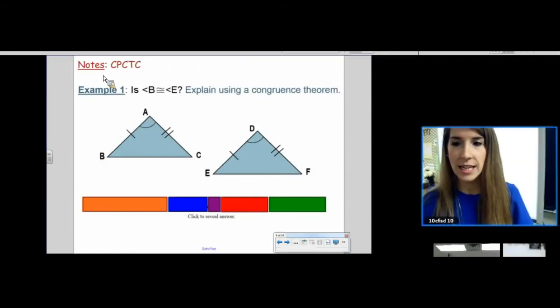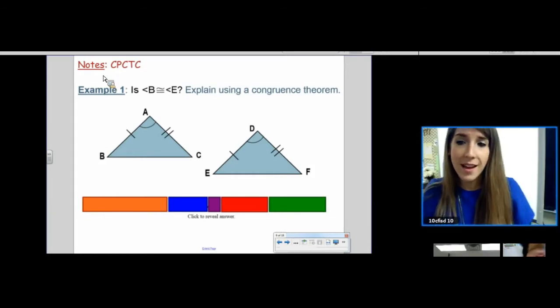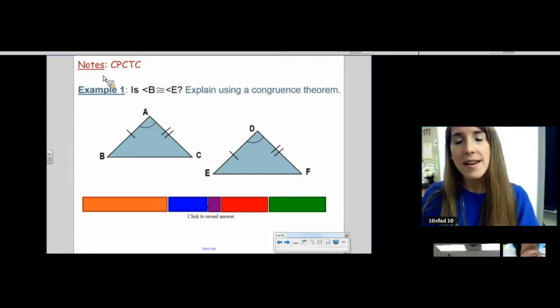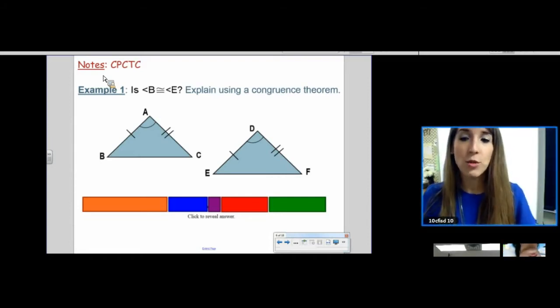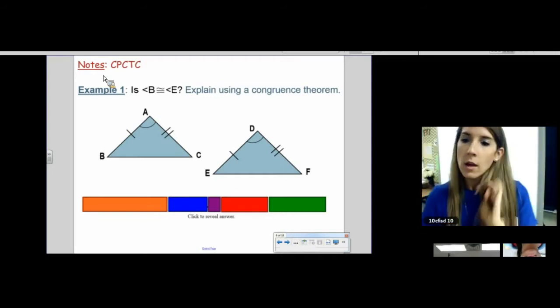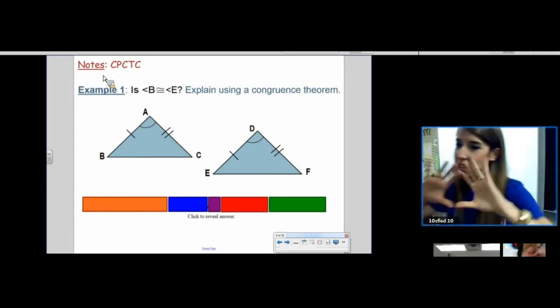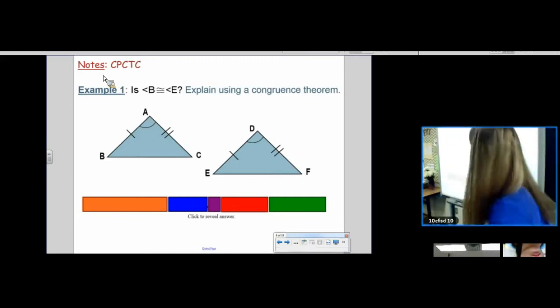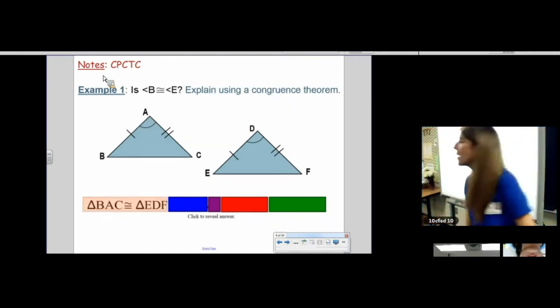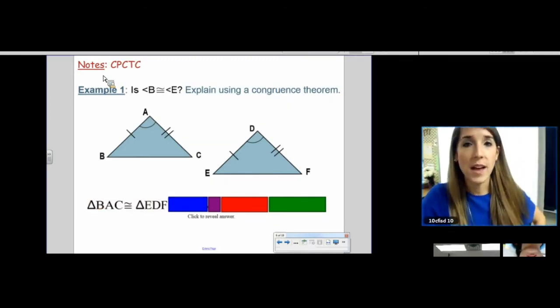Okay, so the question is, is angle B congruent to angle E? And right now, if we were to just stare at this picture, we'd be like, no, they're not congruent because they don't have markings. But now we have more information. We have more tools in our tool belts. All right, so how do we use CPCTC? Here's how we do it. I'm going to reveal the answer one little rectangle at a time. So first, we need to say that the triangles are congruent. That's what we say first.